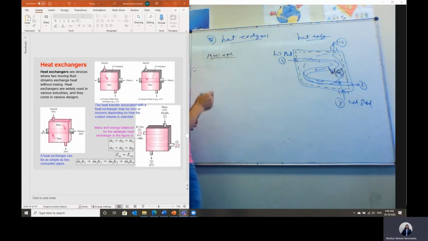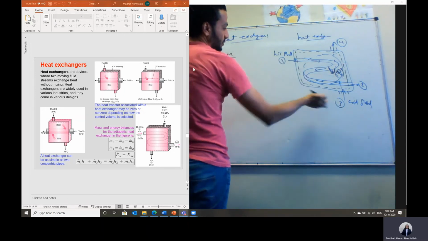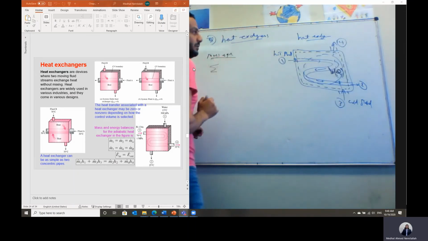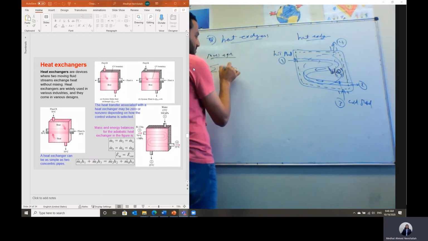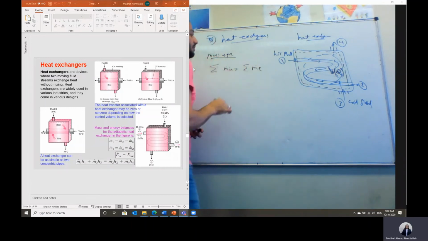If we apply the mass equation in this case, we have more than one inlet, a hot fluid inlet and a cold fluid inlet. We have hot fluid out and cold fluid out. We have more than one inlet and more than one outlet, so we have to add the summation sign. The summation of m dot inlet will equal the summation of m dot exit.